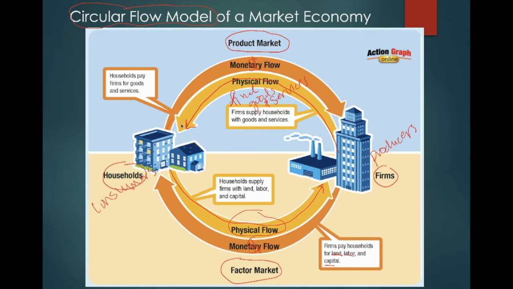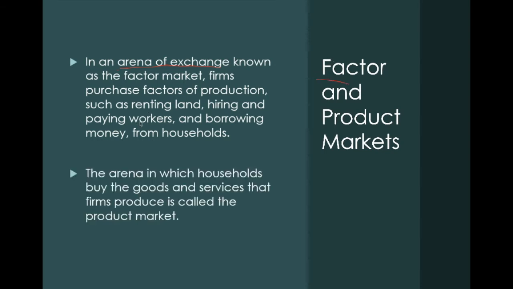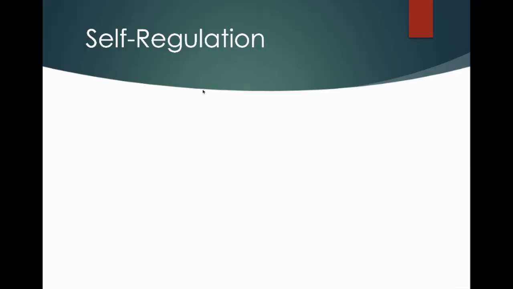And if you notice, it's really only two players. You have your households and you have your firms. So these are the only two players within a free market. They're making the decisions, they're making the exchanges, and there's very little interference between the two of them. So anytime you have a market, again, to review, it is an arena of exchange, whether that is in factors of production, in the factor market, or within the actual goods and services and final things that are being sold within the product market. Both markets are free of exchange.